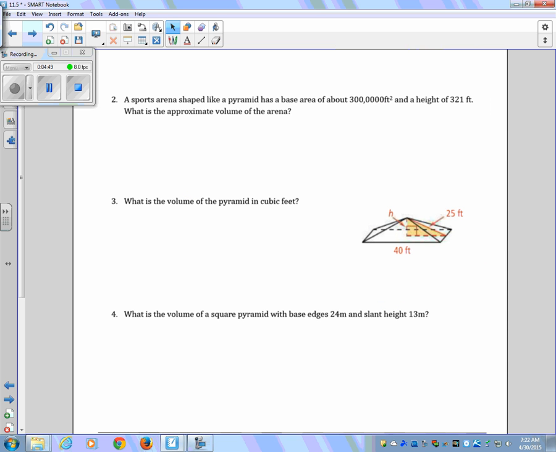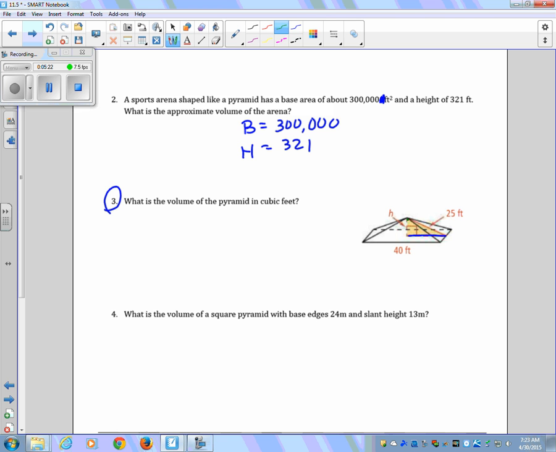If we look at another few problems here, number 2 says a sports arena shaped like a pyramid has a base area of 300,000. I think there's an extra 0 on there. Just cross that out. 300,000 feet and a height of 321. Nothing tricky here. We're just going to multiply those together and divide by 3.